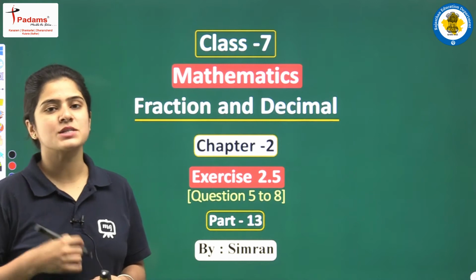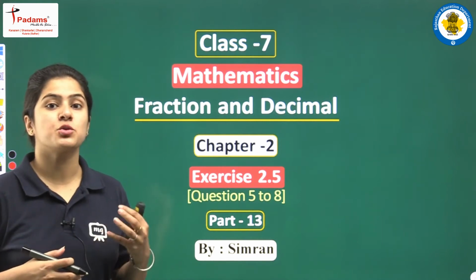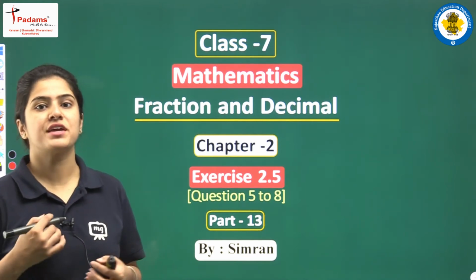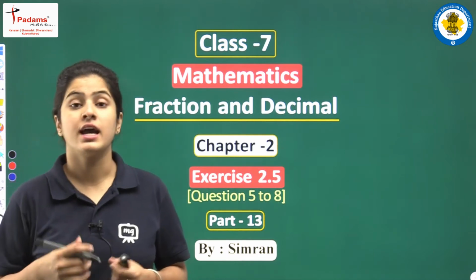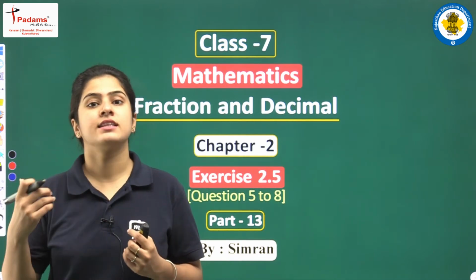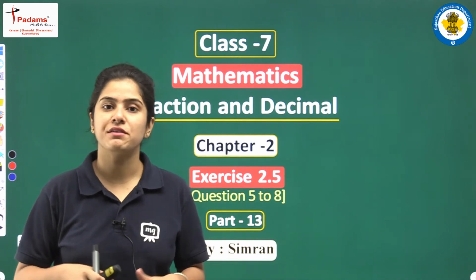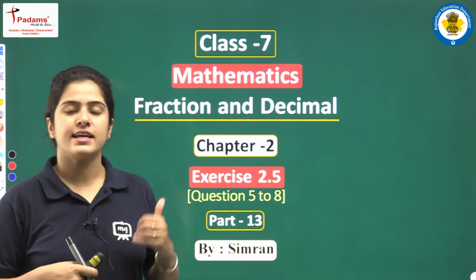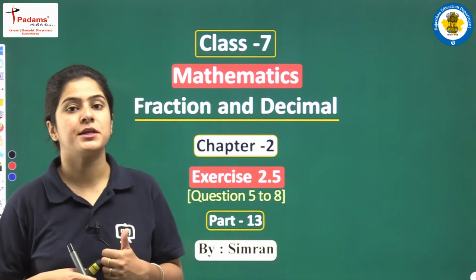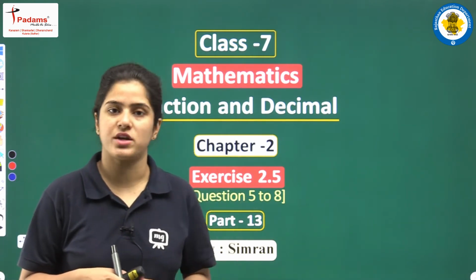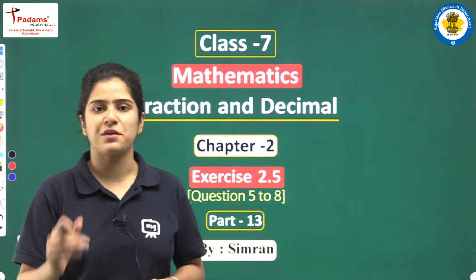Students, in the last class we continued the exercise number 2.5 questions and examples, and we discussed decimal numbers and how we can express them in expanded form. Alright students, today we will be continuing exercise number 2.5 and we will be doing questions 5 to 8. Let us start with the fifth question.